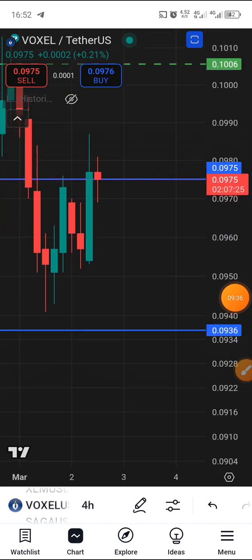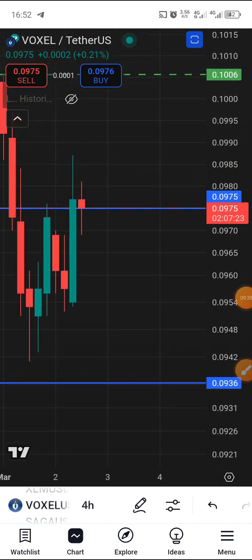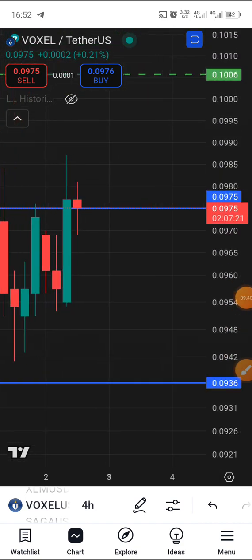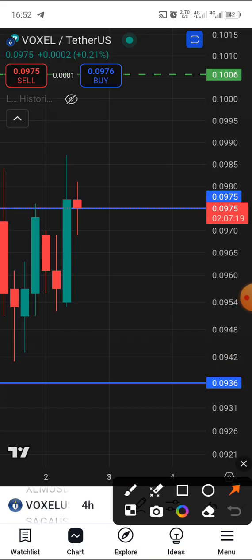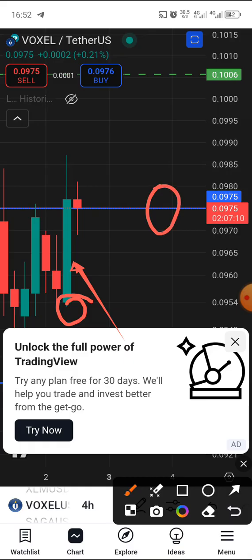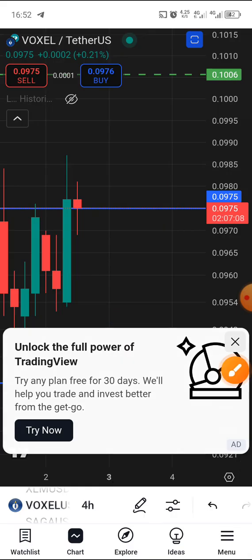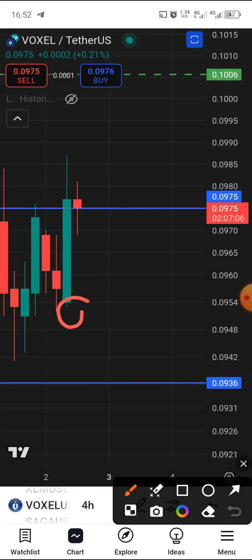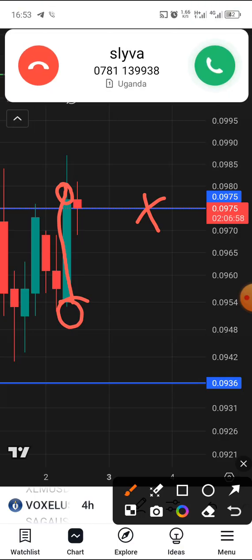You have to look for a breakout candle, and a breakout candle is this one here. A breakout candle must open from below your line. Okay, it must open below your line. This is our line, and it closes above the line, so it qualifies to be.